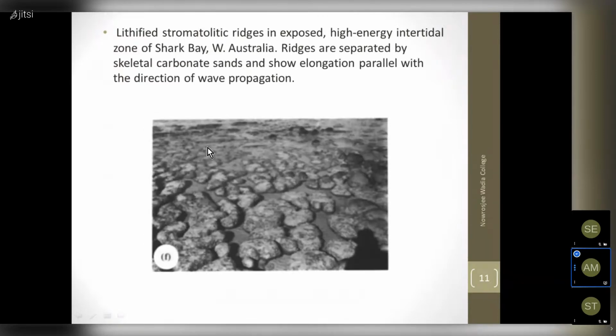Okay, now figure F also showing lithified stromatolite ridges in an exposed high energy intertidal zone, also from Shark Bay, Western Australia. It shows elongation parallel with the direction of wave propagation.